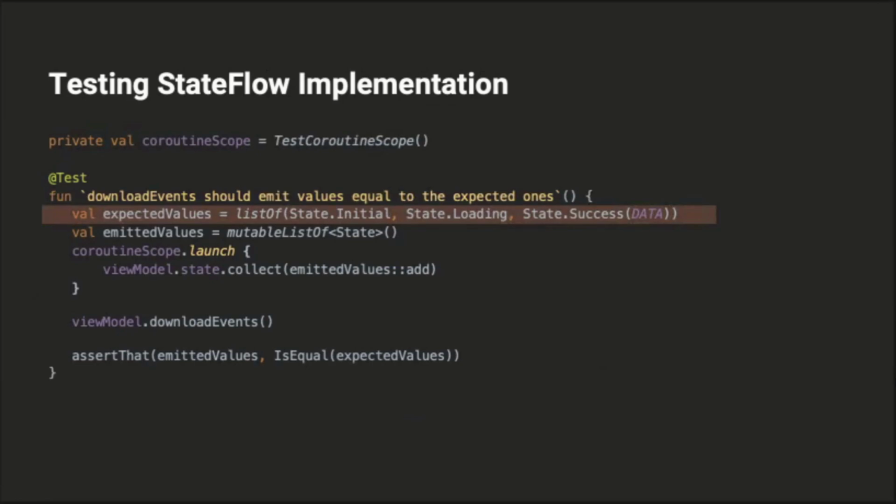And after that, we have emitted values, which is a mutable list of state. These emitted values are actually to keep track of the data changes. So whenever we collect the data changes, we can put them in emitted values, and then when the download event is called, we can later assert if the emitted values are equal to the expected values.